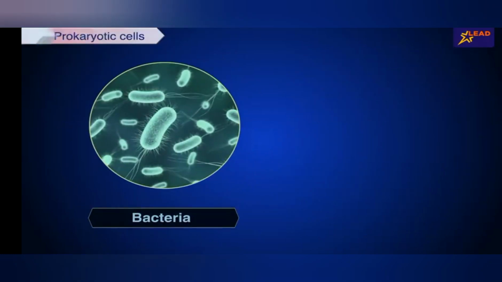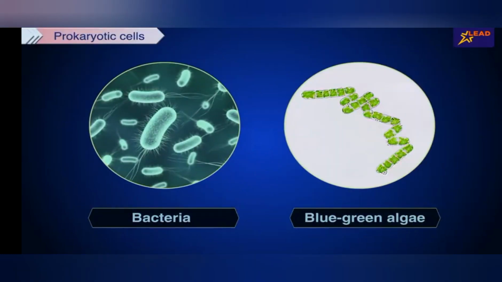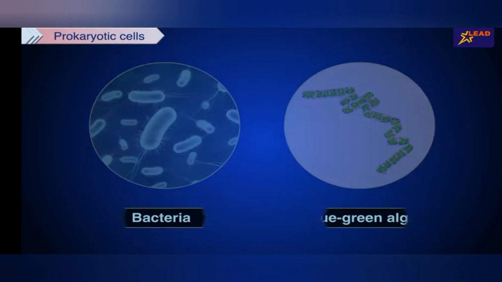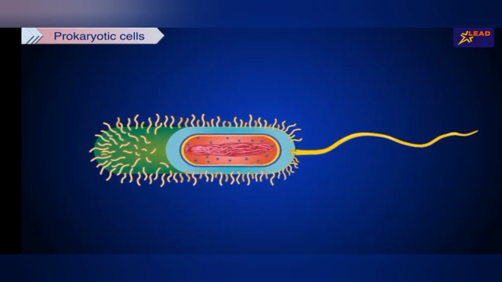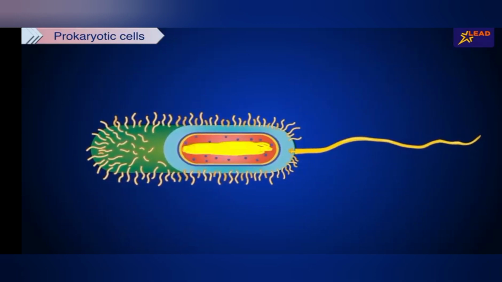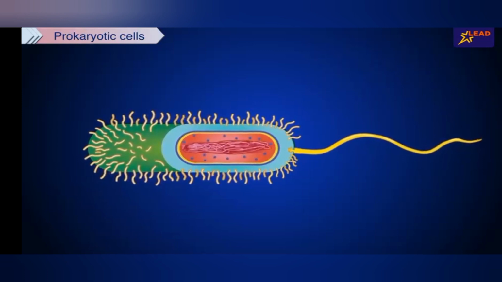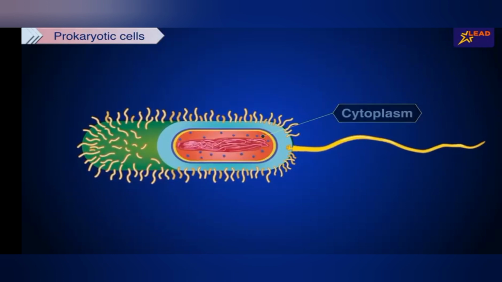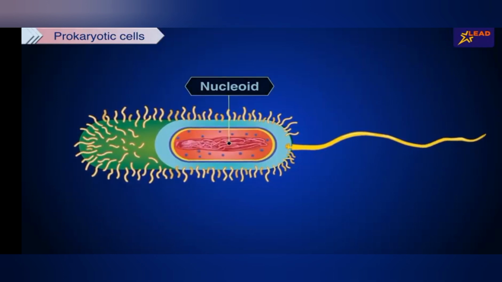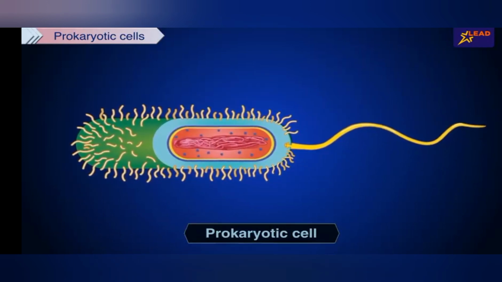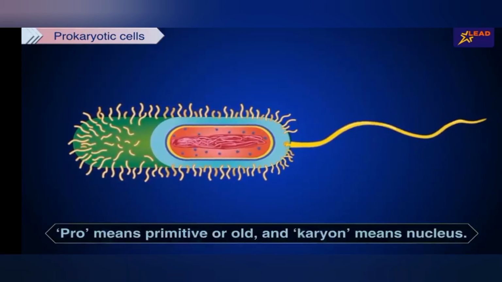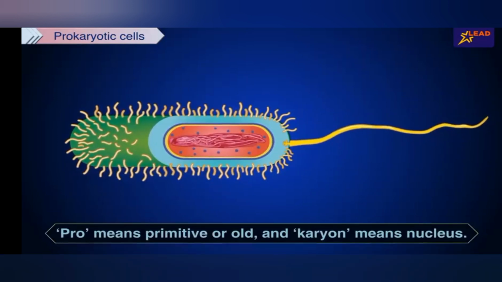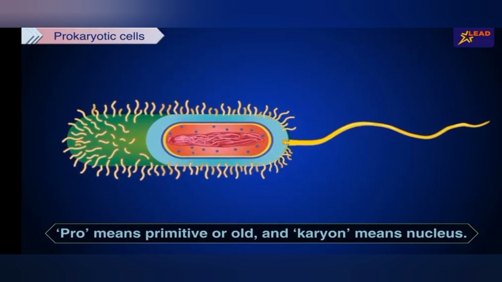Organisms such as bacteria and blue-green algae are made up of cells that are much smaller than eukaryotic cells. These cells do not have a well-defined nucleus with a nuclear membrane. These cells have freely floating genetic material in the cytoplasm known as nucleoid. Their cells are known as prokaryotic cells. Pro means primitive or old and karyon means nucleus.